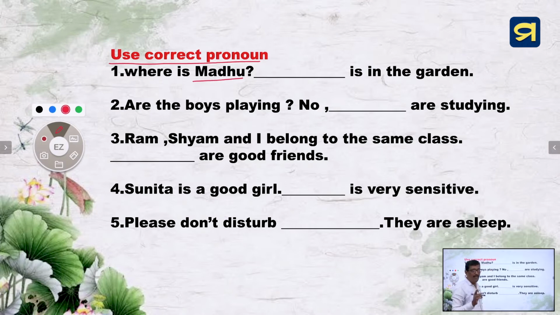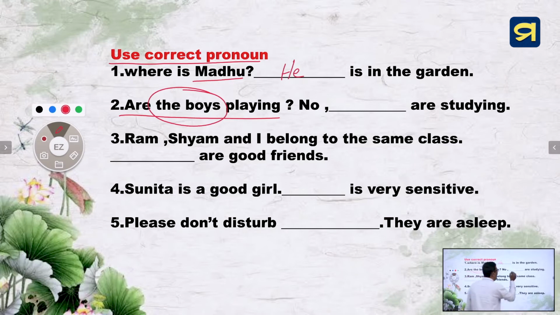So definitely, which pronoun is used? Very good. He. He is in the garden. Are the boys playing? You mark it. No. They are studying. So it is the third person plural number. So which pronoun is used? Very good. They.